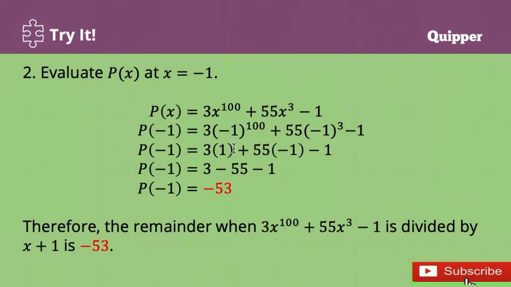3 times positive 1 is 3. 55 times negative 1 is negative 55. And just copy negative 1. 3 minus 55 is negative 52. Minus 1 is negative 53. Therefore, the remainder when 3x to the power of 100 plus 55x cubed minus 1 is divided by x plus 1 is negative 53. That's the remainder.